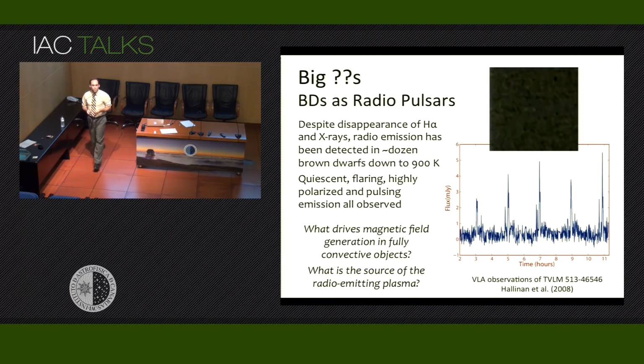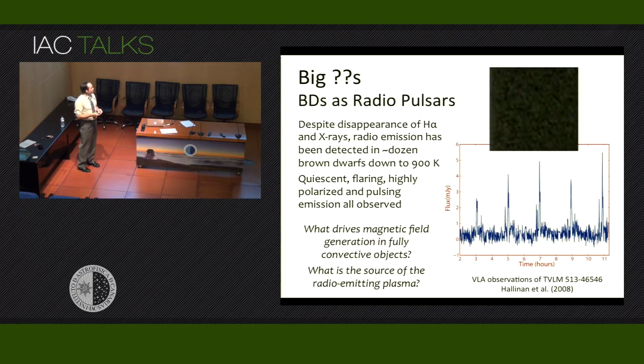All this radio emission is coming from magnetic activity. And the problem is when you look at the magnetic trends for late type M dwarfs and L dwarfs, H alpha and X-ray, which is sort of the traditional signatures for activity in these objects, completely disappear. Right? We see essentially no magnetic emission from objects right past the sort of ML transition. And yet we've been able to detect radio emission for objects way down to about 900 Kelvin.